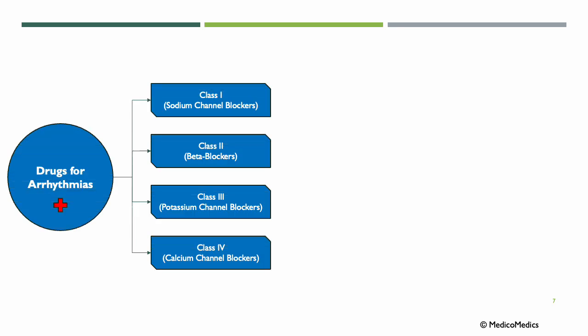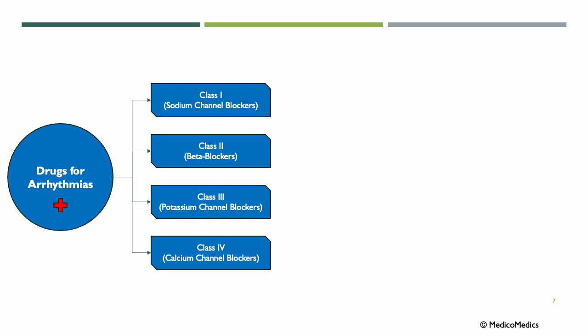Now then, let's talk about drugs used to treat arrhythmias. Arrhythmias are abnormal heart rhythms that can be too fast, too slow, or irregular. They can range from benign to life-threatening and often require pharmacologic treatment to restore or maintain a normal rhythm. Antiarrhythmic drugs are classified using the Vaughan Williams system, which organizes them based on their mechanism of action.